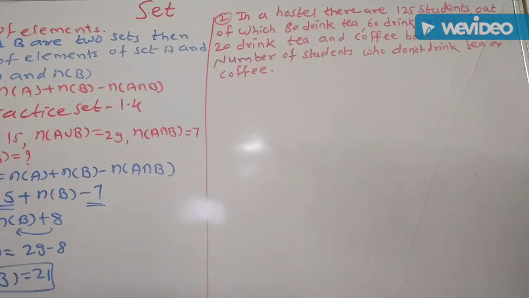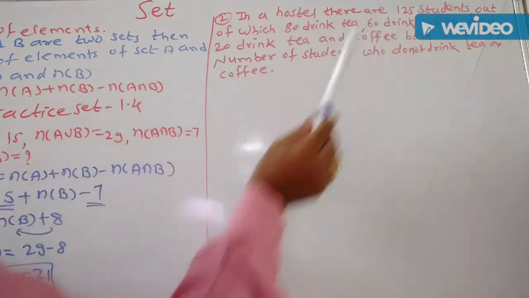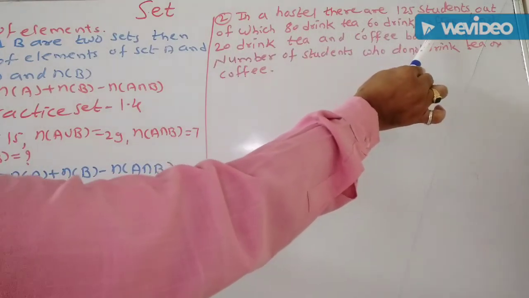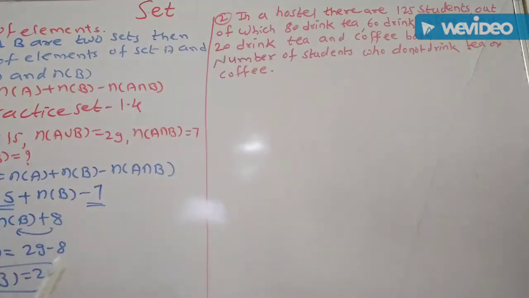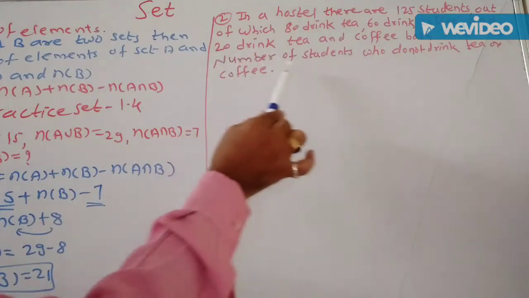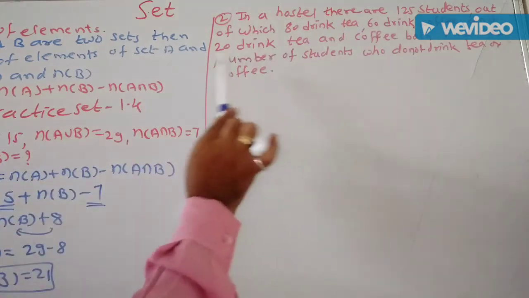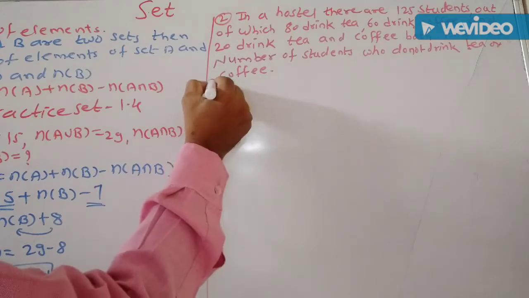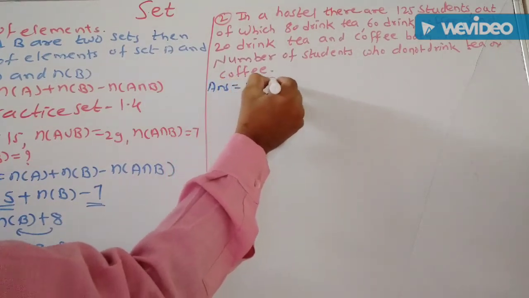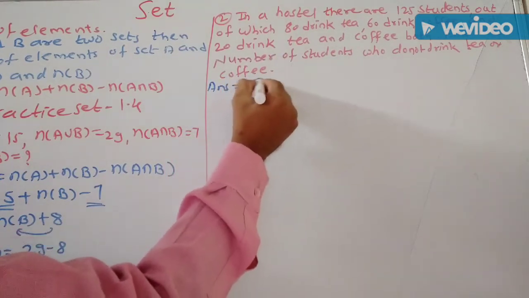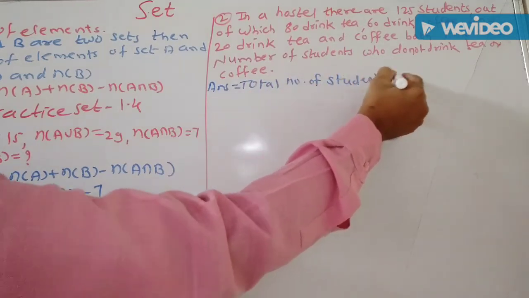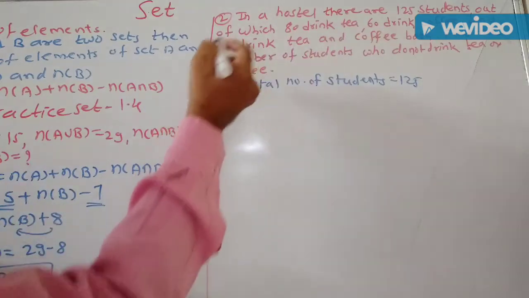Now the next example is given. In a hostel, there are 125 students, out of which 80 drink tea, 60 drink coffee, and 20 drink tea and coffee both. Find the number of students who do not drink tea or coffee. That means total number of students are given, 125.